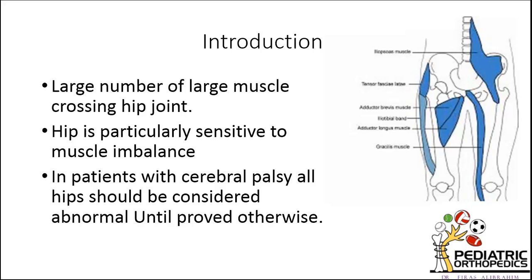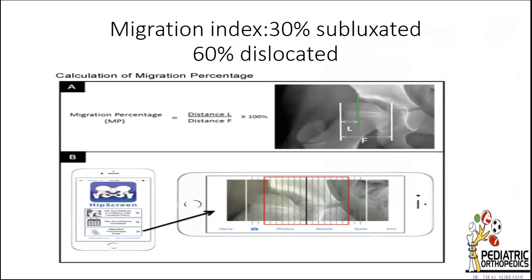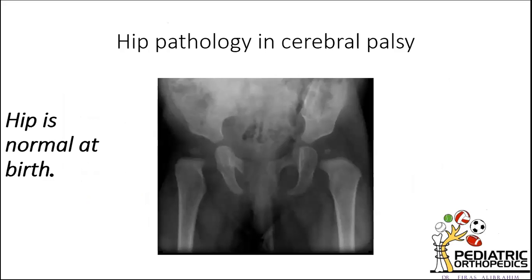So a patient with cerebral palsy should be considered abnormal until proven otherwise. We know the migration index, which measures the migration of the femoral head relative to the acetabulum. We consider a migration index of 30% a subluxated hip, and 60% a dislocated one. Hip pathology in cerebral palsy has several subtypes.